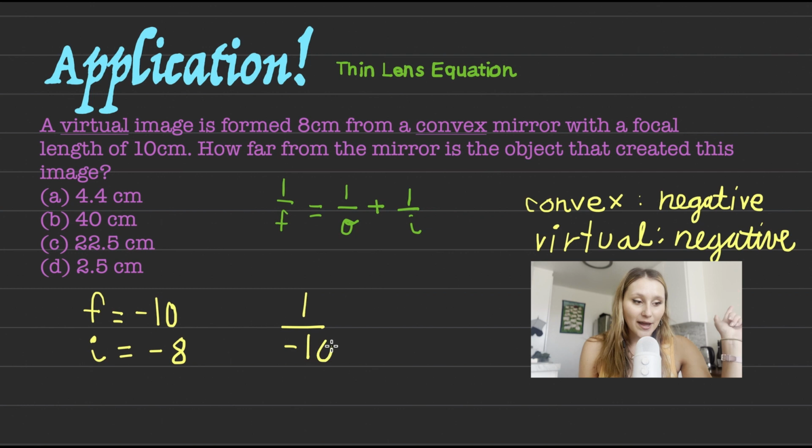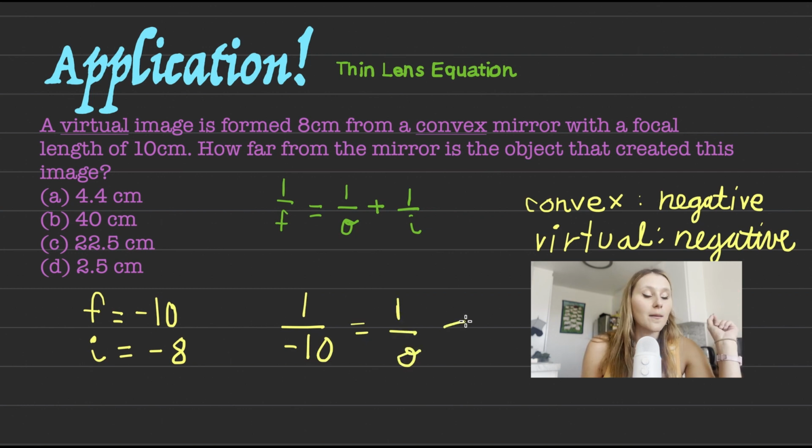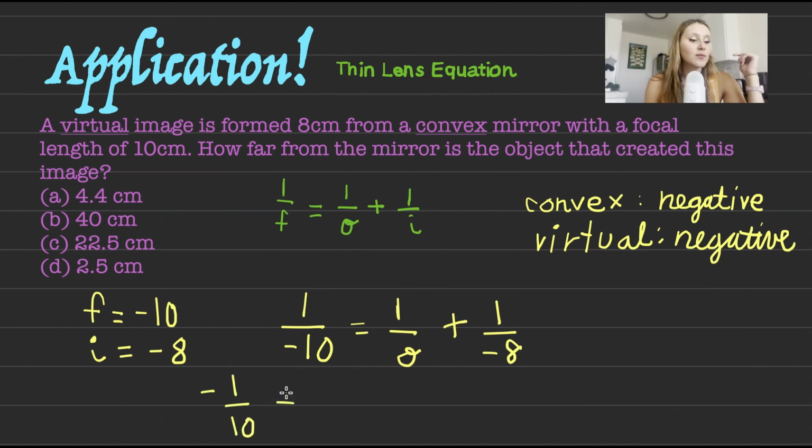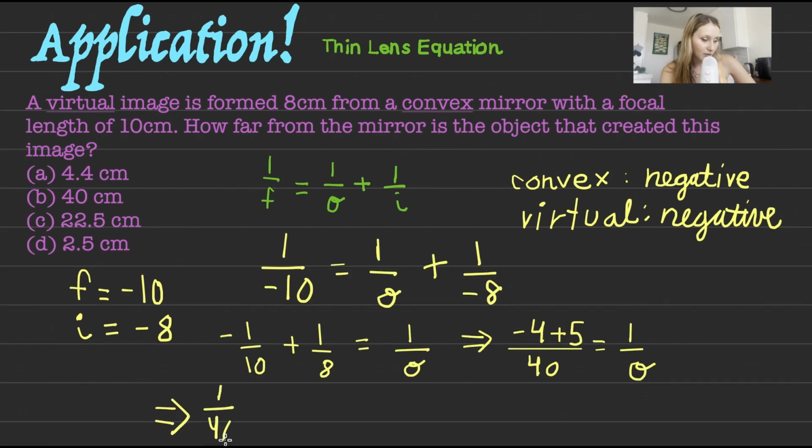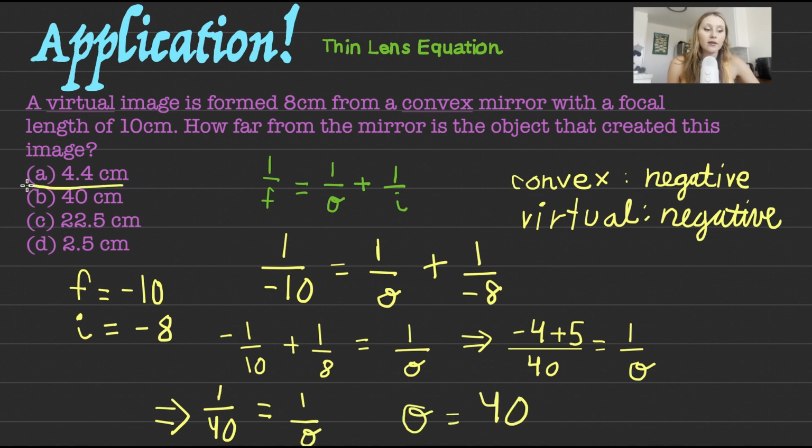Let's plug these in. We have minus 1 over 10 equals 1 over O minus 1/8. So let's move the 1/8 to the other side. We get minus 1/10 plus 1/8 equals 1 over O. We are going to have to do some addition of fractions. Oh my gosh, let's do it. Minus 4 plus 5, that's 1/40. And now we are solving for O. So O is equal to 40. Therefore, the object distance is equal to 40 centimeters, and that is an option here.